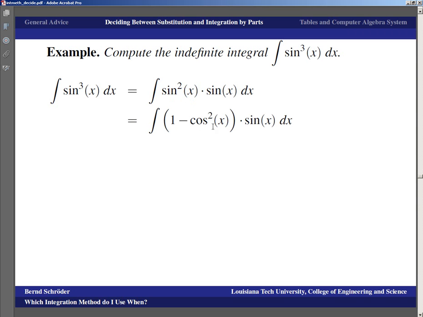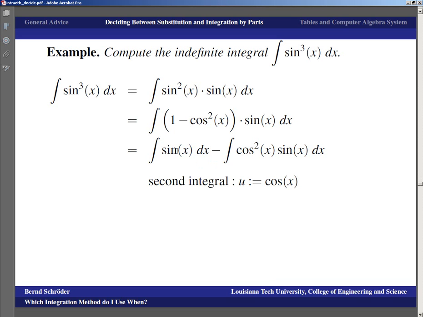And so this is the integral of 1 minus cosine squared x times sine x, which ends up being the integral of sine x minus the integral of cosine squared x sine of x. The integral of sine x is, of course, nothing but the negative cosine x, so that's not a problem. In the second integral, we do a u substitution. u equals cosine x. That means du dx is negative sine x, and then dx is du over negative sine x.